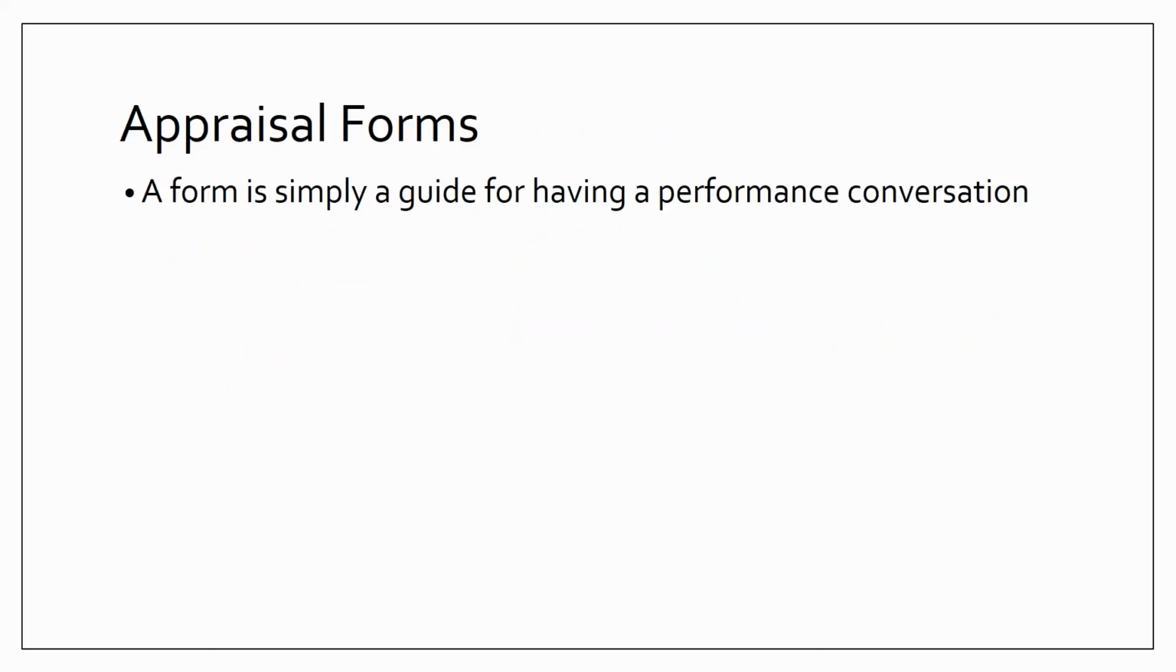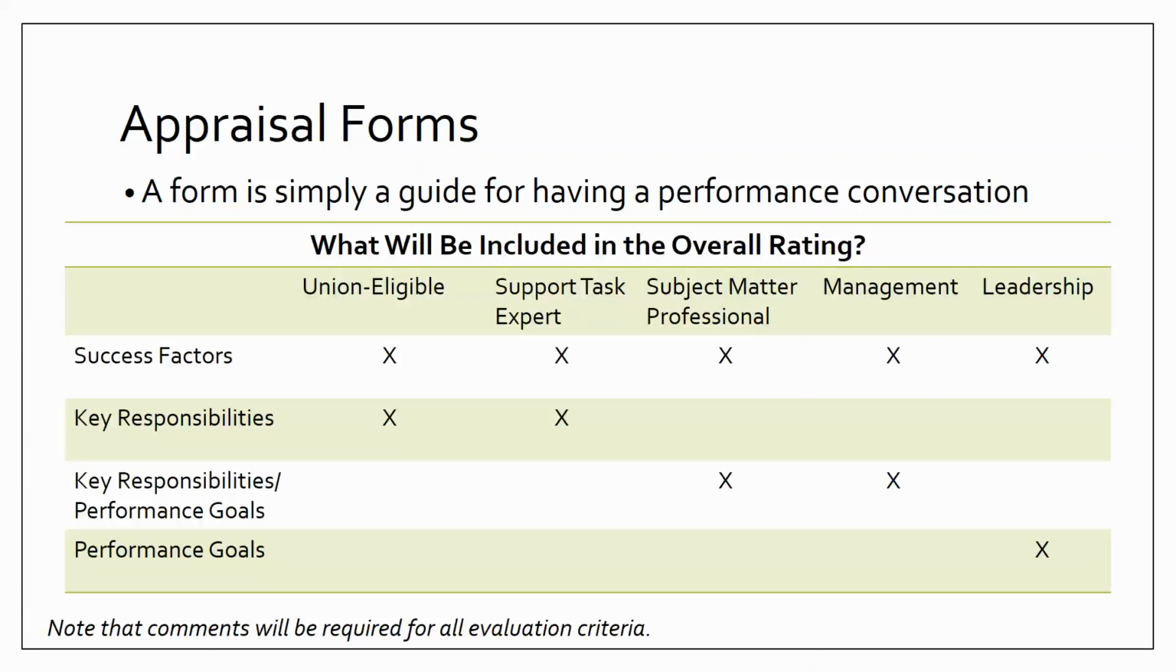Let's talk about the appraisal forms. An appraisal form is simply a guide for having a performance conversation. The evaluation criteria on the form varies depending on the employee group or subfunction you are in. The job you're currently in determines your subfunction. All employees will be evaluated on success factors, which is the university's competency model.